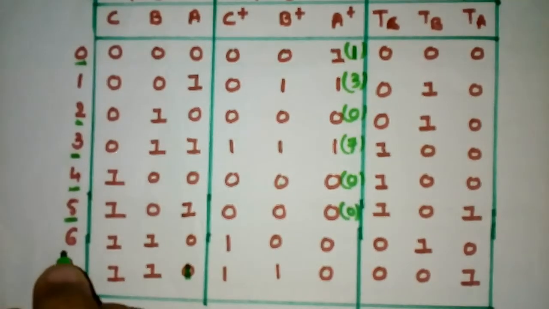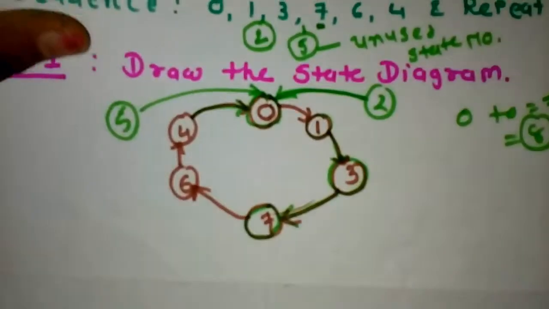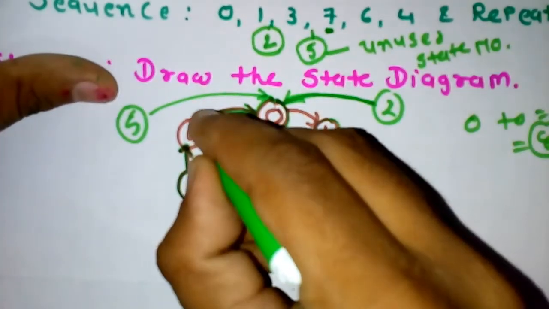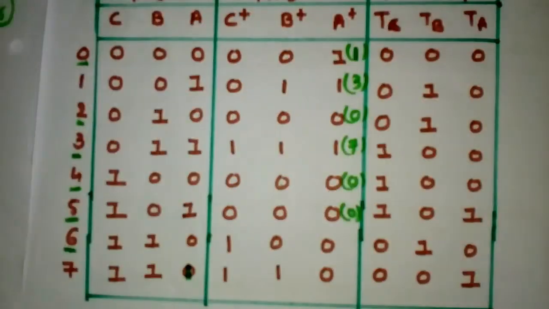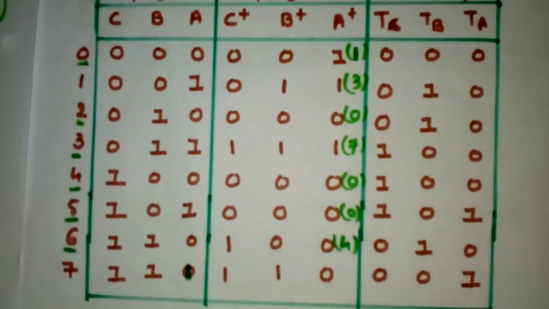Now state 6, 1 1 0. What is the next state of 6? Next state of 6 is 4. So 4 is 1 0 0.